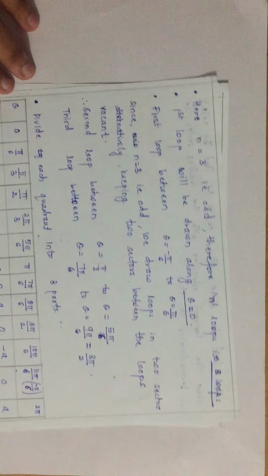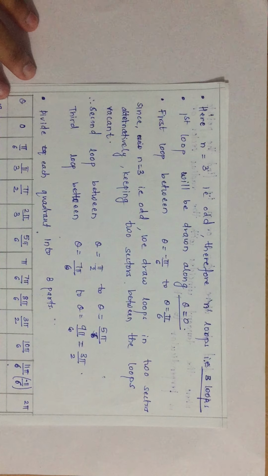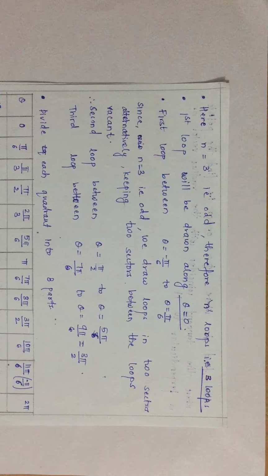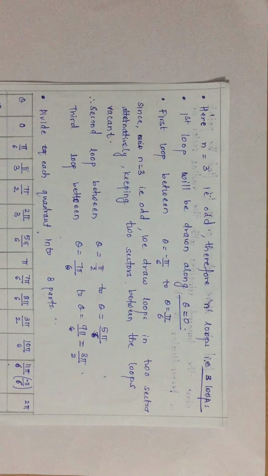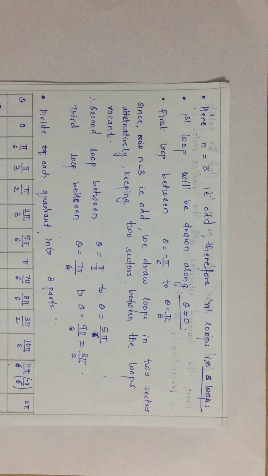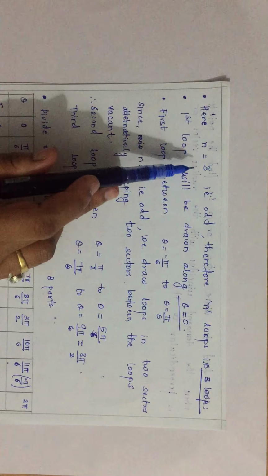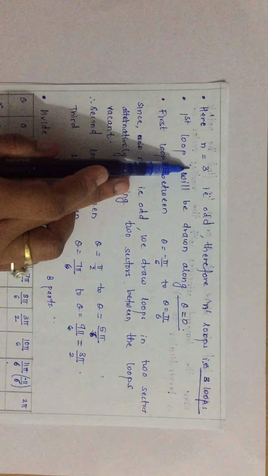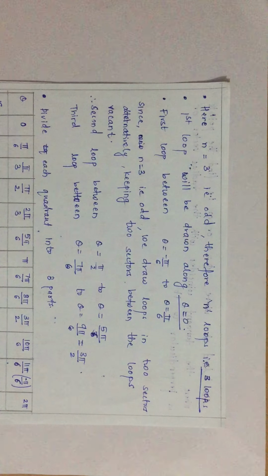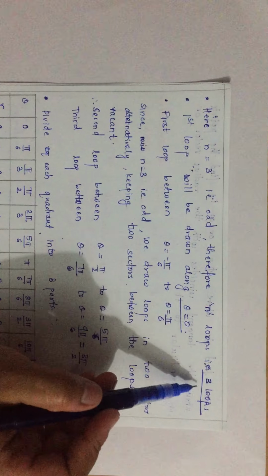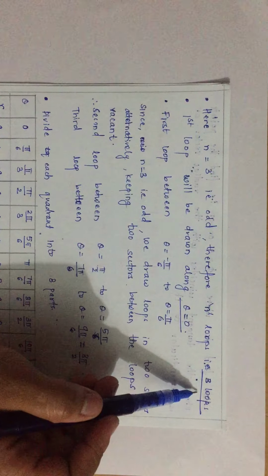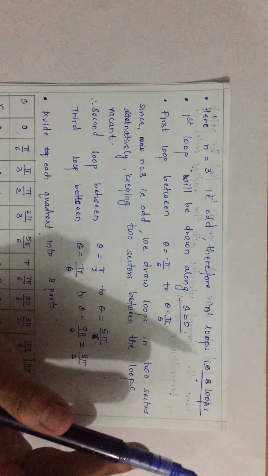Next rule says, to trace the curve we should know how many loops we have to draw. The number of loops depends on the value of n. If you observe here, n is equal to 3, that is, n is odd. And when n is odd, we get n loops itself. So that means we will be drawing 3 loops here. This curve will have 3 loops.